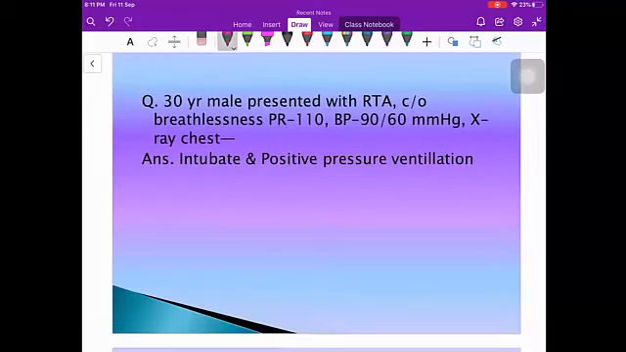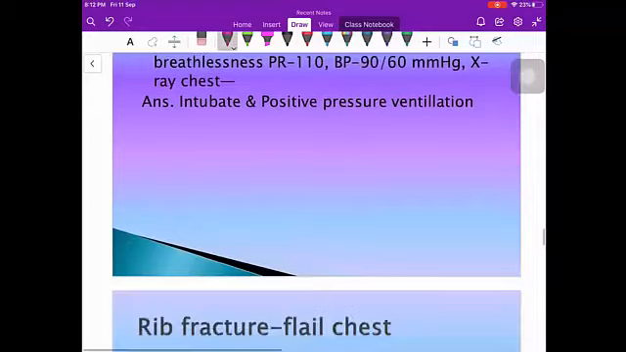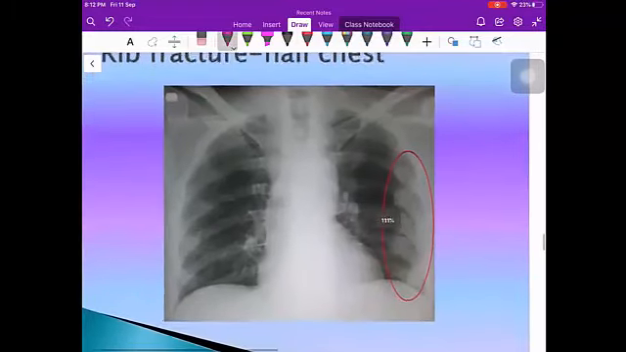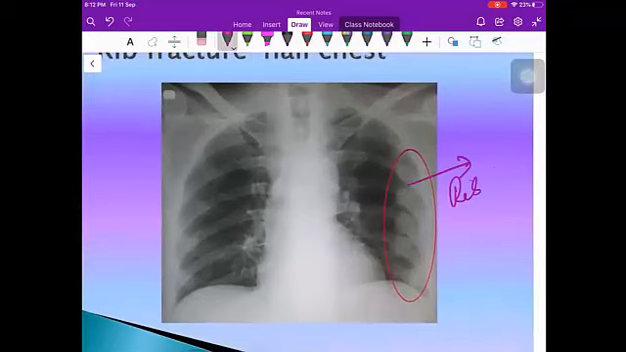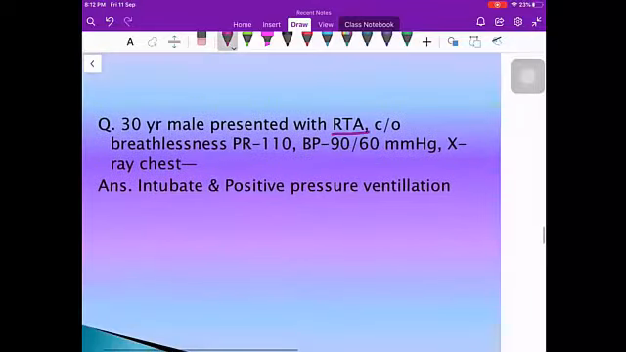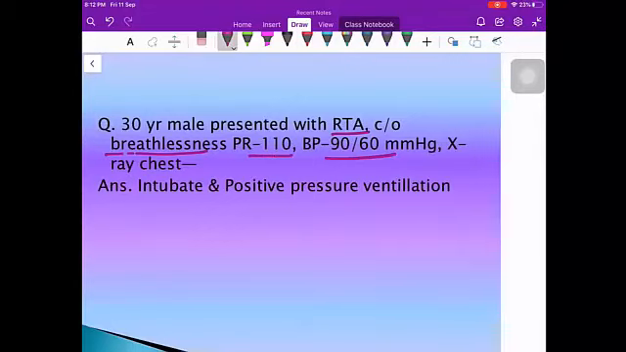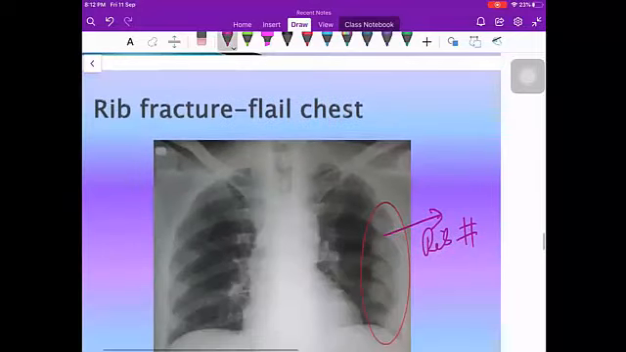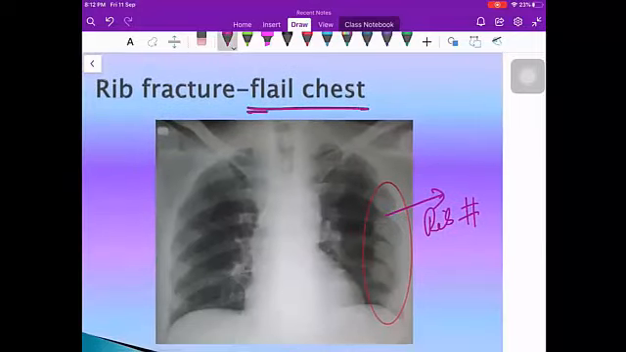Next, a 30-year-old presented with a road traffic accident, complaints of breathlessness, pulse rate 110 per minute, blood pressure 90/60. A bedside chest X-ray must have been done, and it shows this kind of picture. You can see these are the rib fractures. The patient was going in a car and met with a road traffic accident. He was brought to the casualty with a history of breathlessness. On examination, pulse rate is increased, BP is down. So there may be some bleed in the chest. That is why the BP is down. Chest X-ray was done, and this is typically a rib fracture, that is a flail chest.